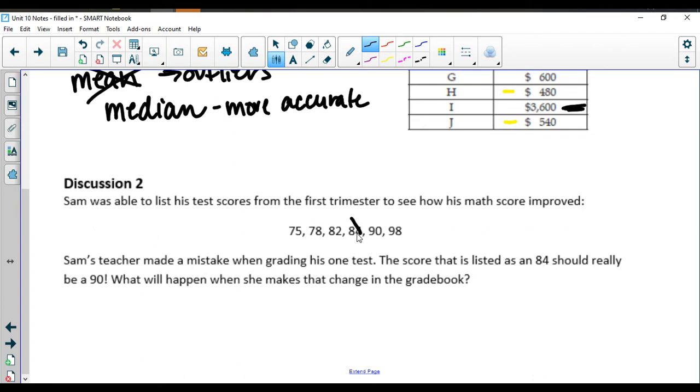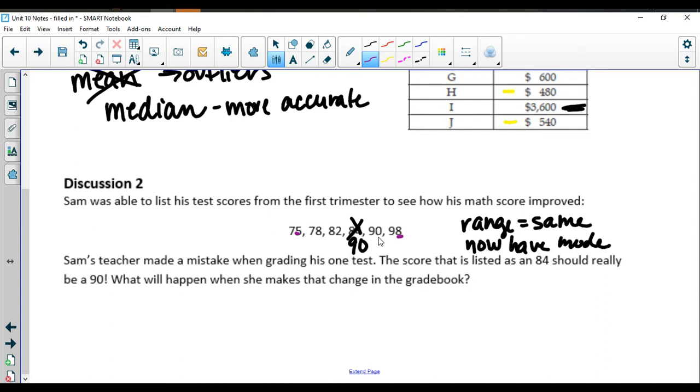So here's what we have. We're going to cross this off, and now it's going to become a 90. If I'm looking at this, my range is still going to be the same. So the range will stay the same. It looks like we will have a mode now, which we didn't have before. So that's new.